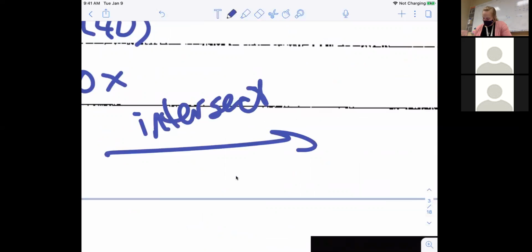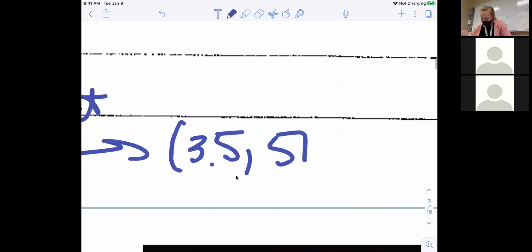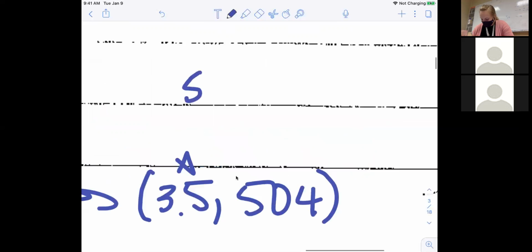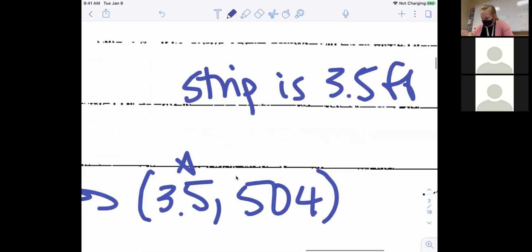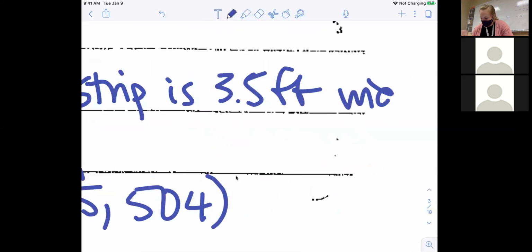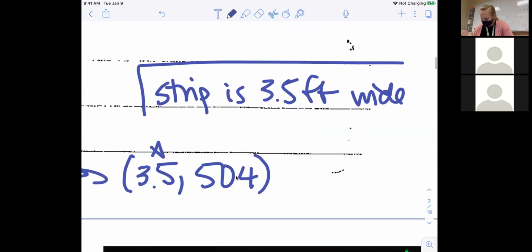Intersect 3.5, 504. Which one of those numbers do I want? Which one? 3.5. The x represents how wide that little strip is. So the strip is 3.5 feet wide all the way around.